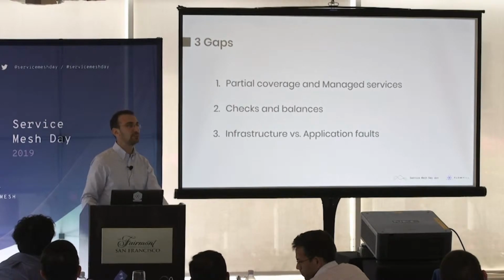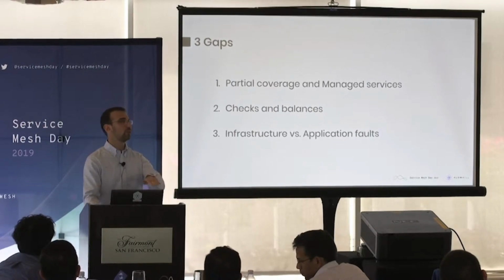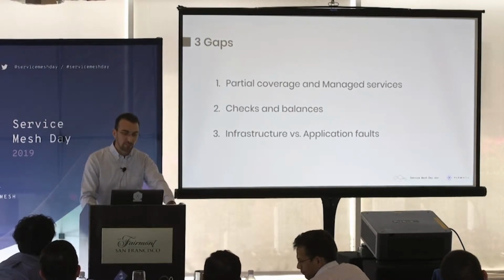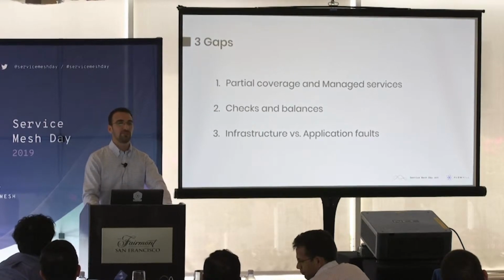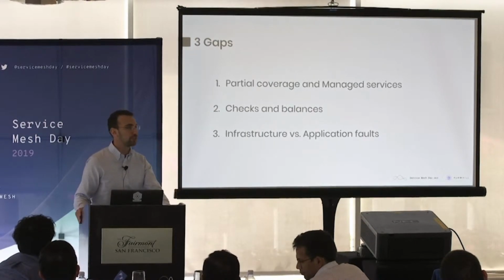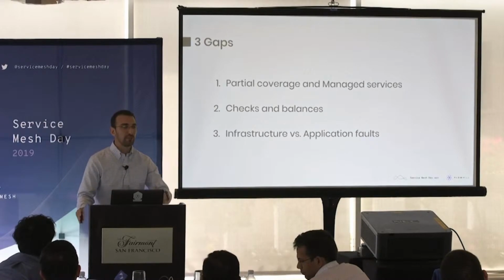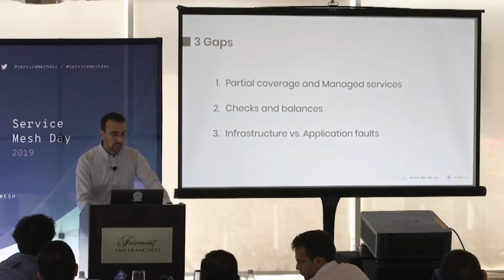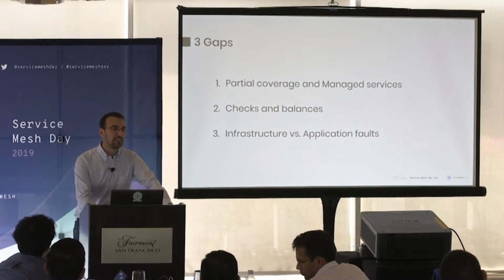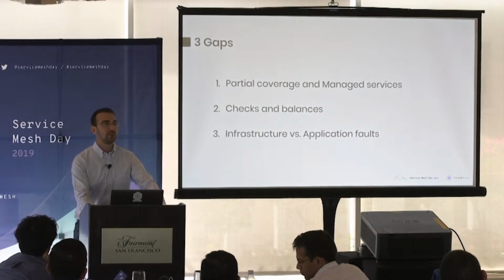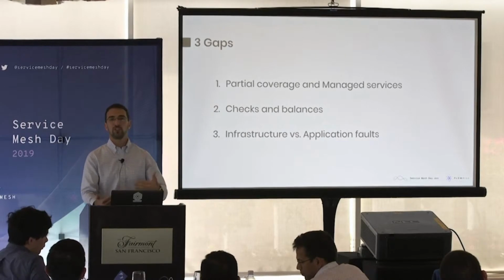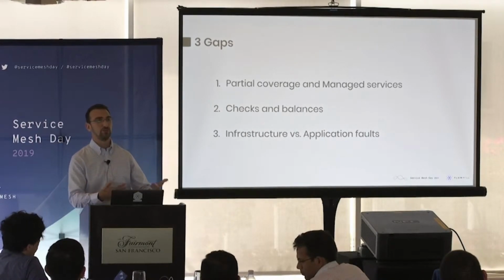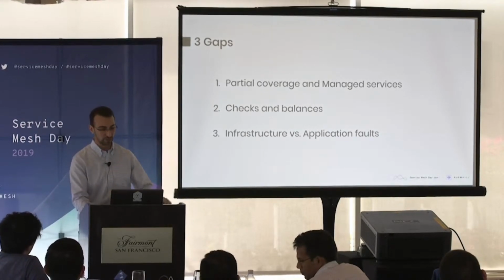So what are some gaps you might experience? I'm going to go through each one in more detail. First, what happens if you don't have amazing coverage for your service mesh? What if you have managed services that you cannot deploy to, or if you have incremental deployments? The other one is what I call checks and balances. How do you verify your own configuration and make sure that your telemetry doesn't lie to you if other parts of the system lie to you too?